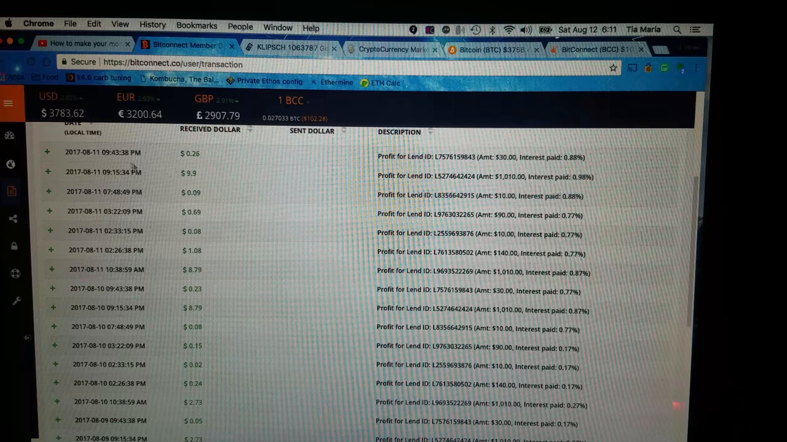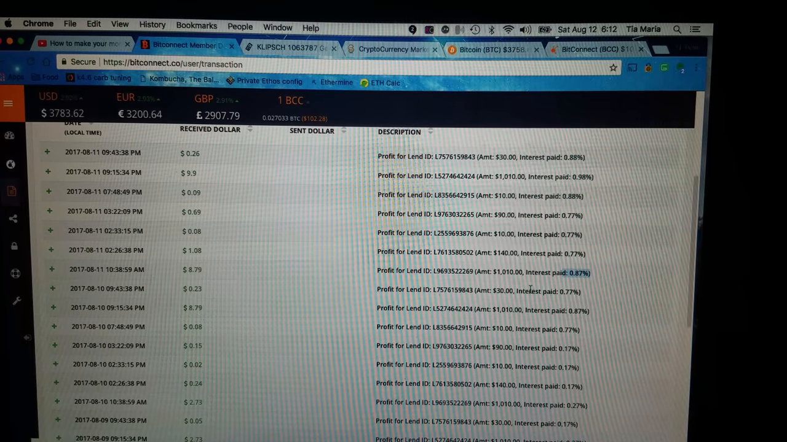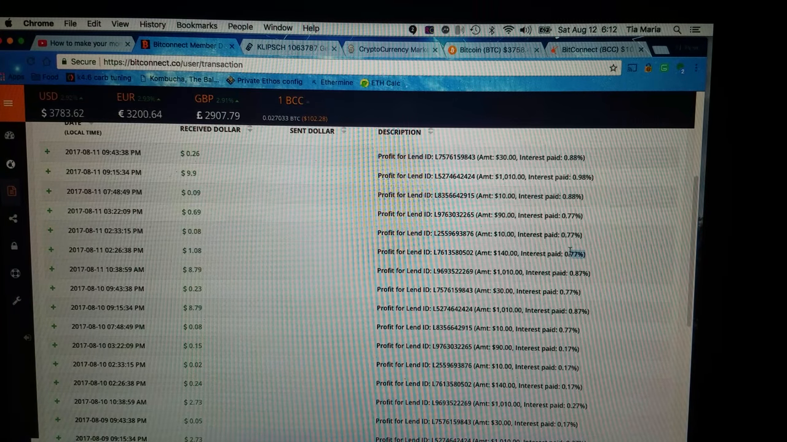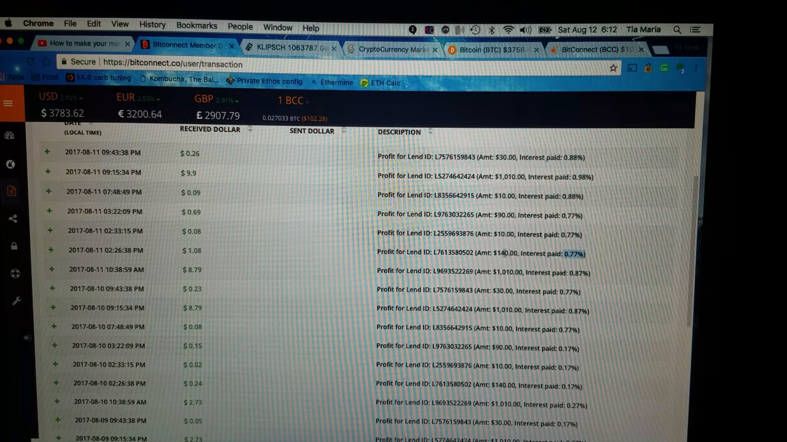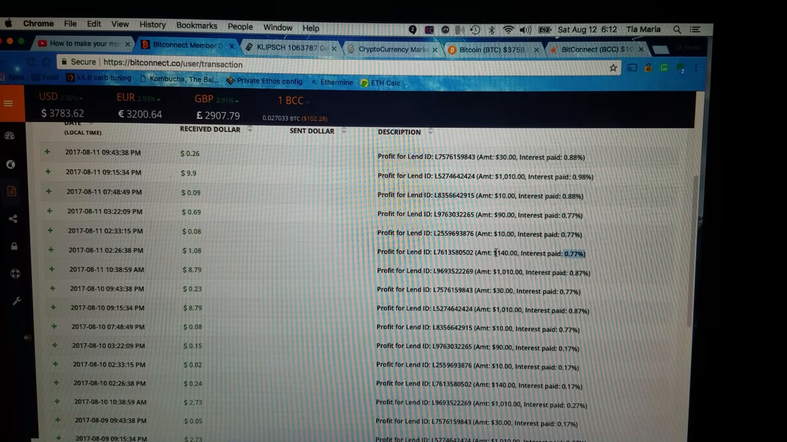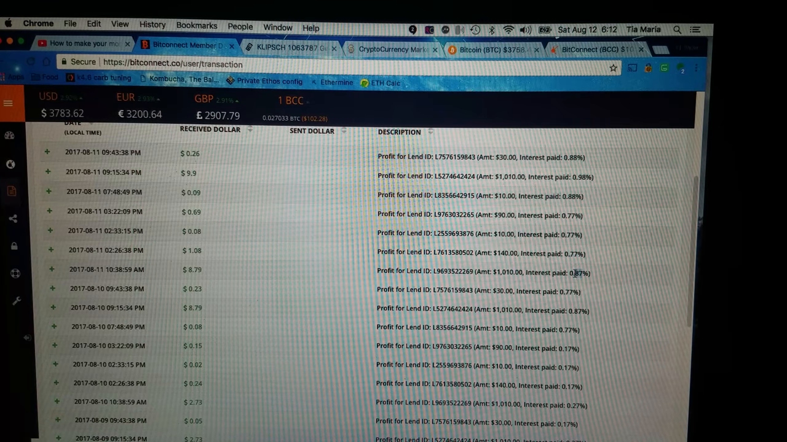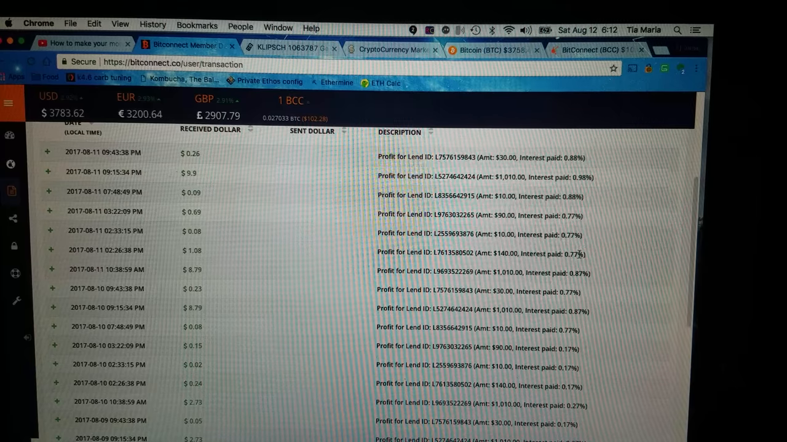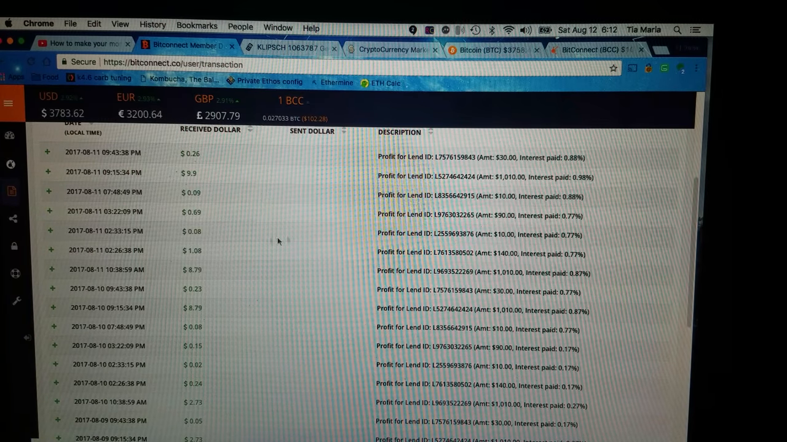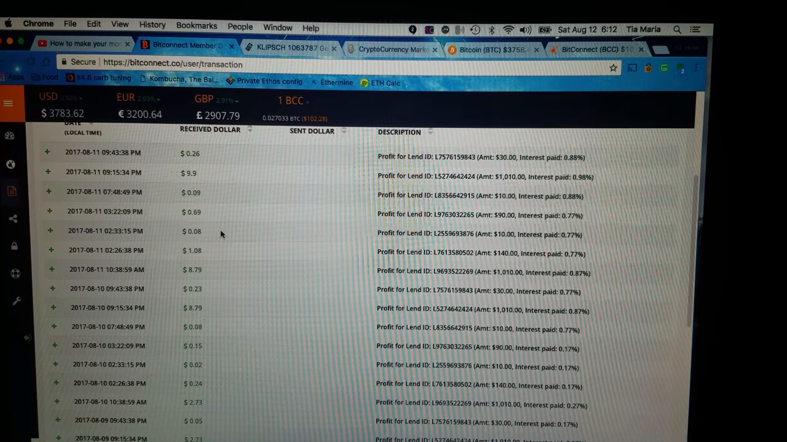So let's just go with today, the 8th. I'm sorry, the 11th. So I made 879 at a 0.87% return, which is the normal return of 0.77. You can see from this 140, my initial loan, which by the way, I made a dollar 8 cents off of. This 0.87, that's that extra 0.1% that you get. So pretty cool. And then I have a $10 loan, 80 cents.